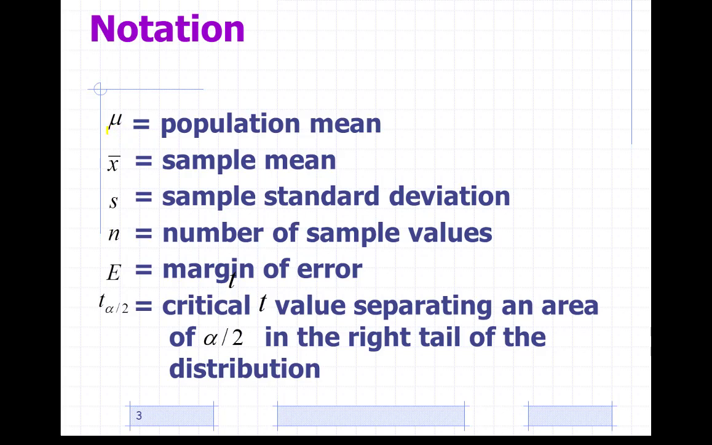So our notation: mu is our mean, x bar is our sample mean, s is our standard deviation. One thing that's not on here, sigma, is our population standard deviation. We use a lowercase n for the number of sample values, e is our margin of error, and our critical value is a value on the student t table that separates the area of high significance from the area that is not unusual.